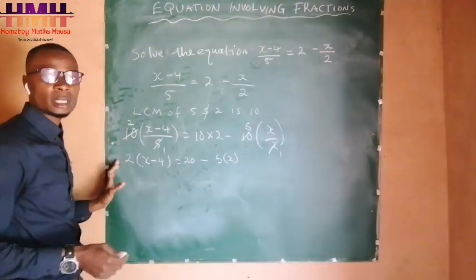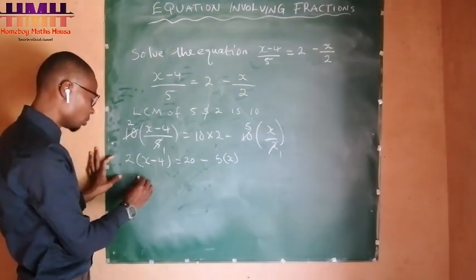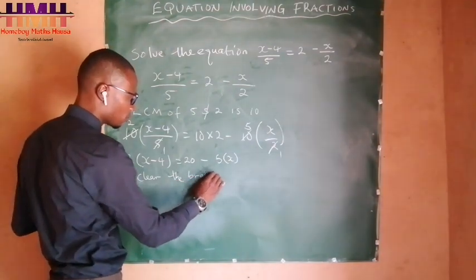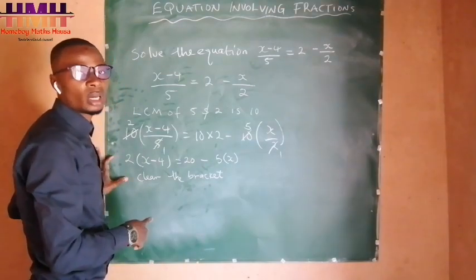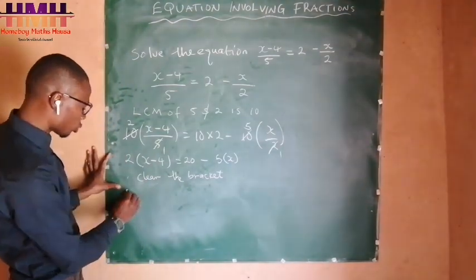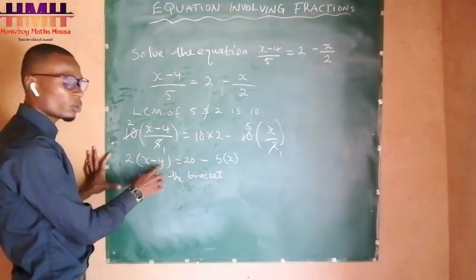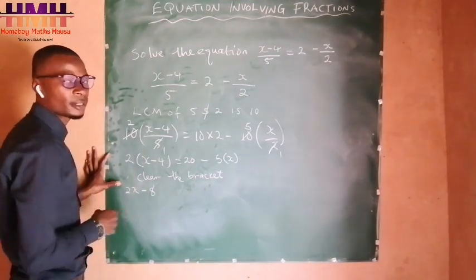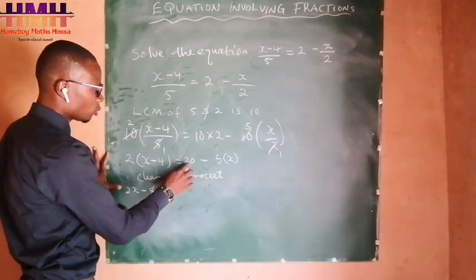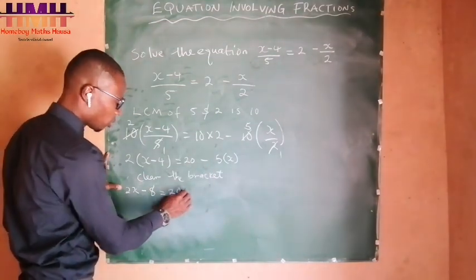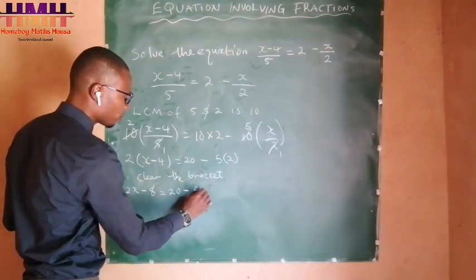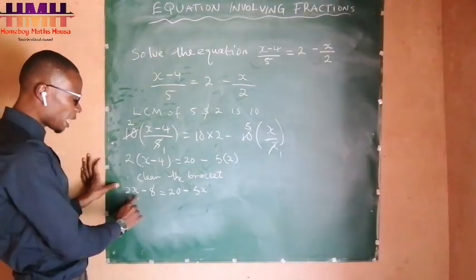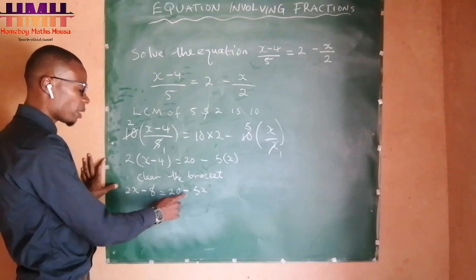Now, I hope you understand the pattern. So now let us clear the bracket. We clear the bracket as you can see. Here we get 2 times x equals 2x. Then 2 times minus 4 equals minus 8. Equals 20 minus, and 5 times x equals 5x. Having cleared the brackets, we have 2x minus 8 equals 20 minus 5x.